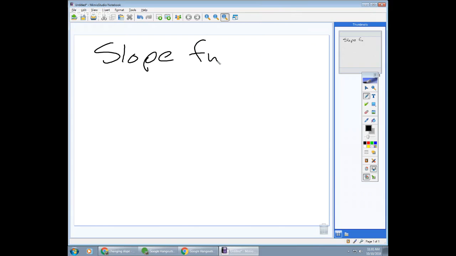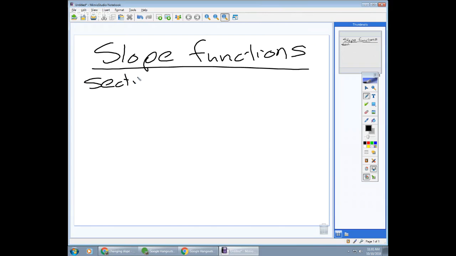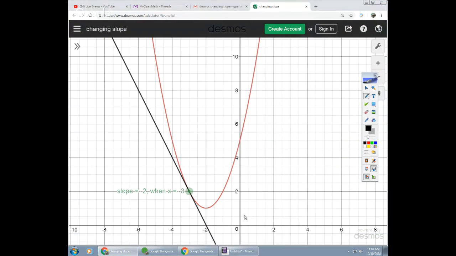Slope functions. This is section 3.2. And so to illustrate slope functions, I put together this Desmos graph.